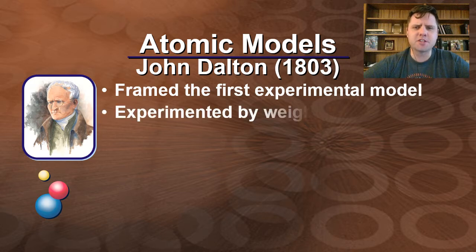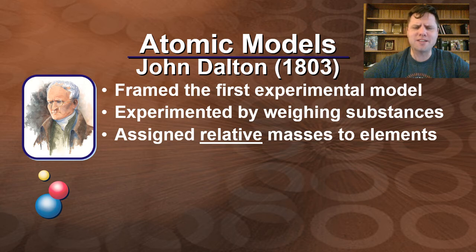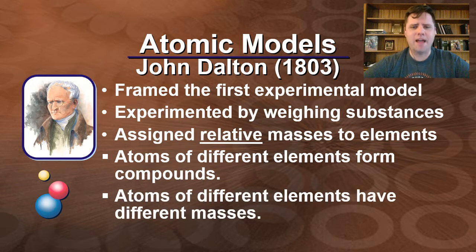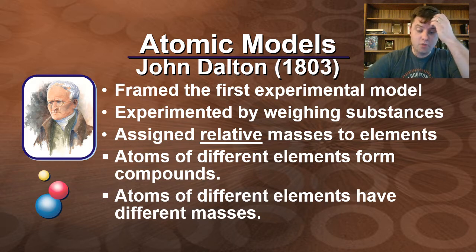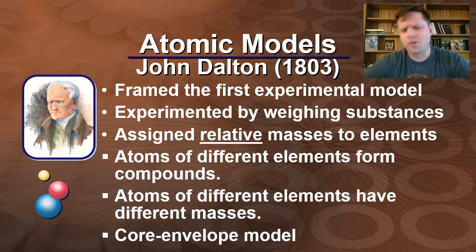He framed the first experimental model where he was weighing various substances, and he assigned some relative masses to the elements and was able to determine that atoms of different elements form compounds. By these differing masses and ratios, he determined that each element or different thing had its own distinctive mass. And his model is called the core envelope model. You can see this in your reading.